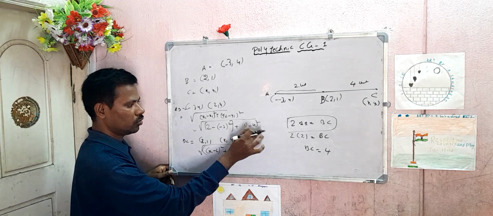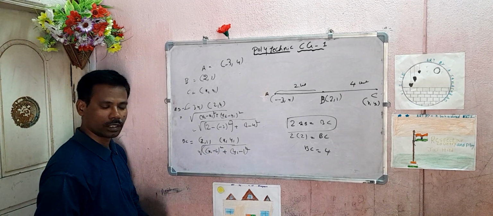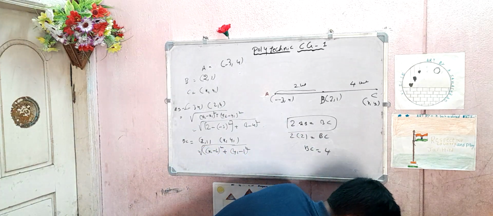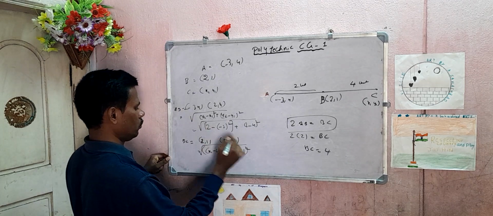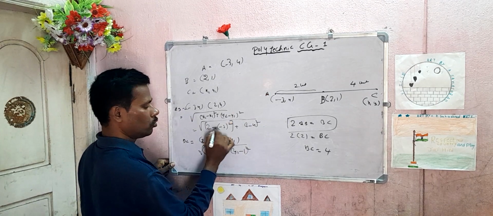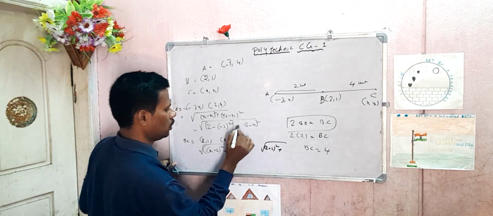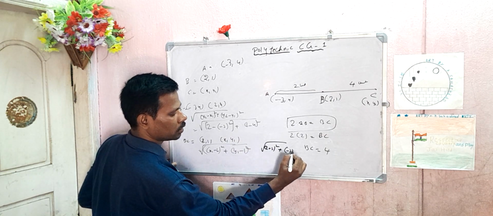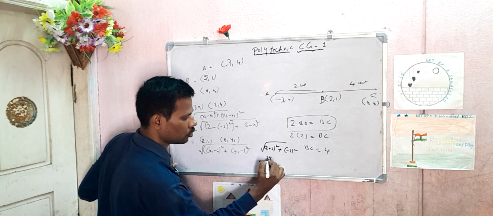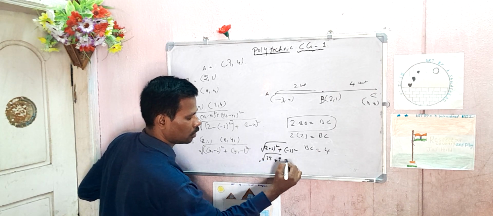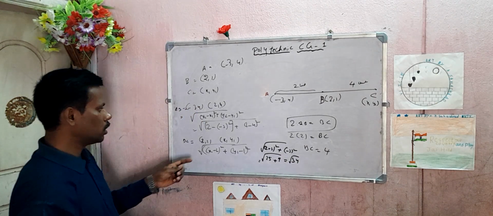After doing this one, you calculate what you will get. Two minus 2 minus is plus 2 plus 3 whole square plus 1 minus 4 is minus 3 whole square. 2 plus 3 is 5. 5 square is 25. 3 square is 9. So that is nothing but root 34. Next, this one.